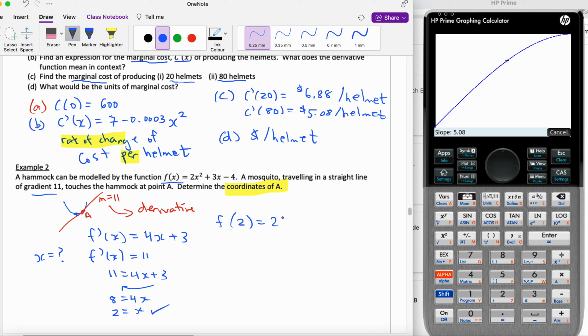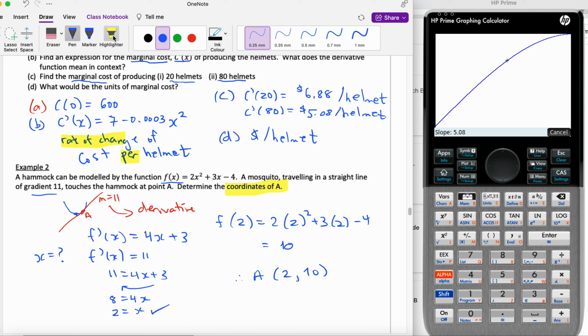So you can either enter the function into the calculator and then just go to the num or go to 2 or whatever, or I'm just going to do it quickly. So this is 4, this is 8, and 6 is 14 minus 4, so I think 10 is our answer, okay? So then that means that our point is (2, 10).